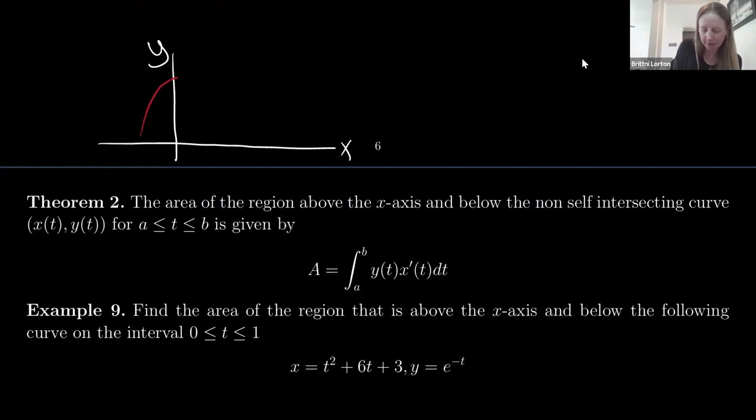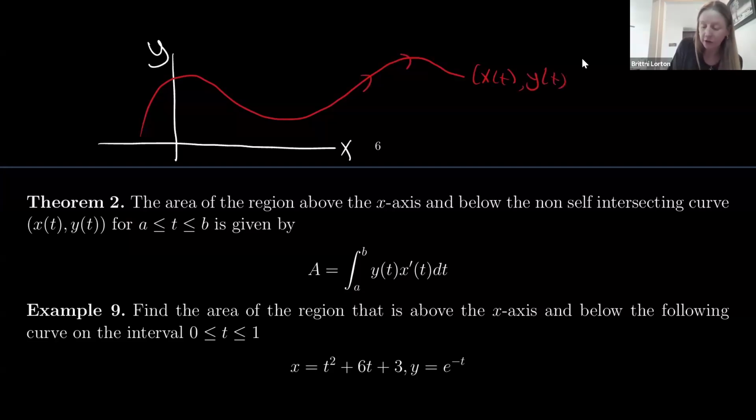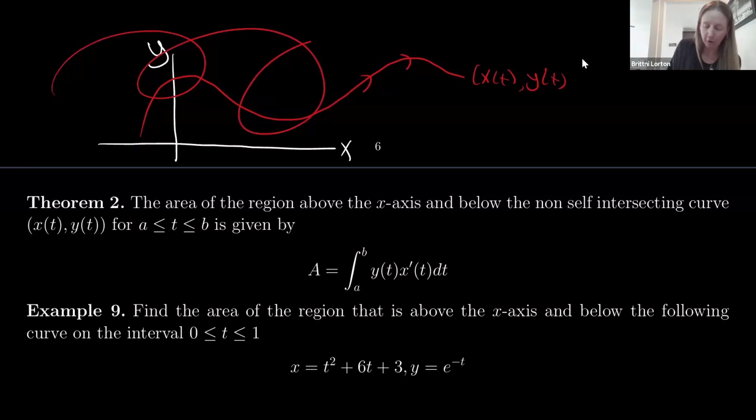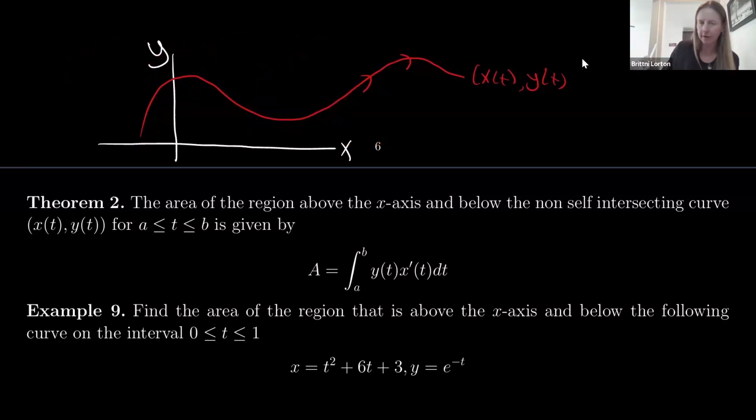Remember that the parametrically defined curve maybe looks something like this, and this could be your x of t comma y of t, where maybe the orientation is kind of defined here as well. The object is moving along that path. If it is non-self-intersecting, if this curve is not self-intersecting, so for example, something that looks like if it overlaps itself, we're not going to be able to find that area. So not yet.